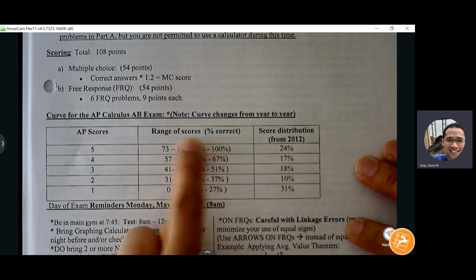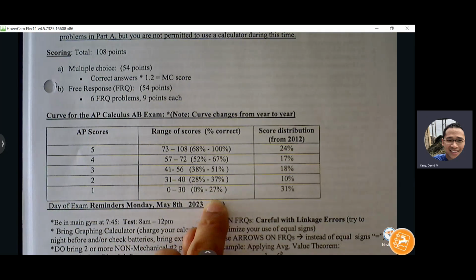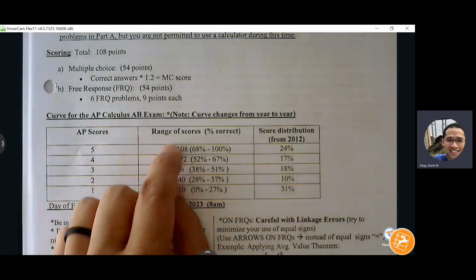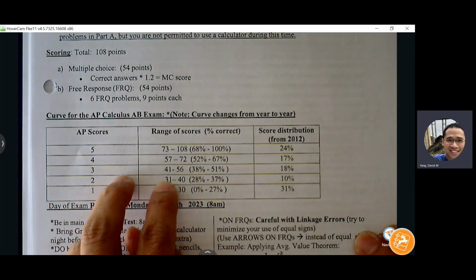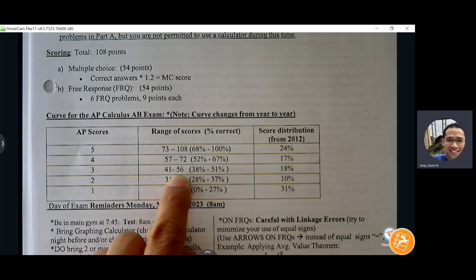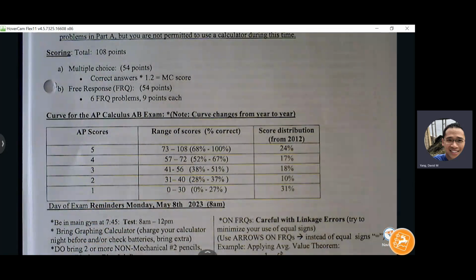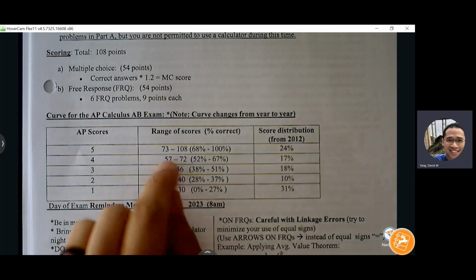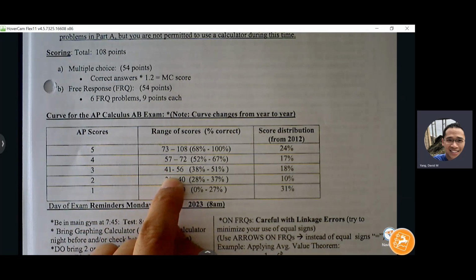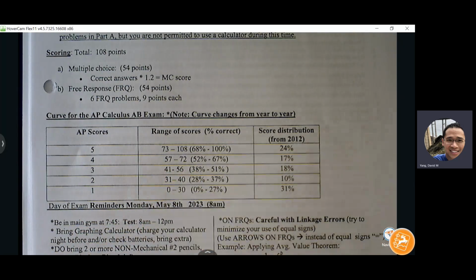This is a generous curve to earn a 3, 4, or 5, but I don't want you to underestimate the difficulty of this test. I think even getting a 3, I consider that an accomplishment. If you get a 3 on the AP exam, you are demonstrating that you have a good knowledge of the course that you just took. I know that a 3 a lot of times doesn't earn you college credit at certain colleges, but still, I consider a 3 an accomplishment.